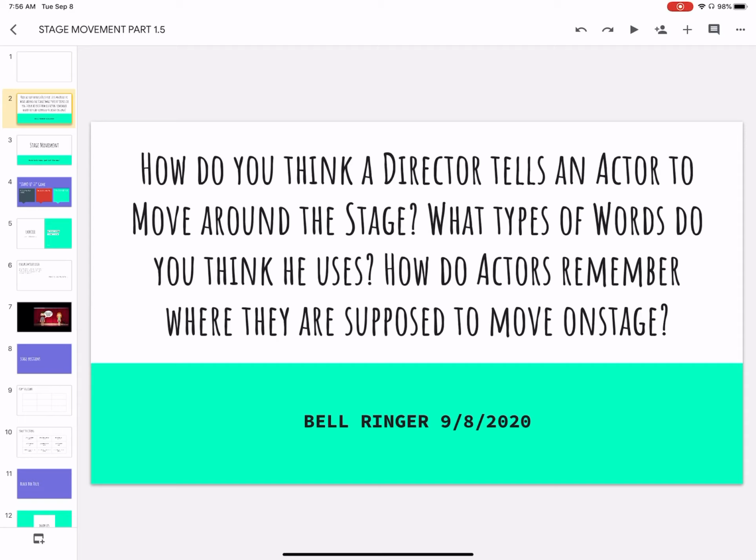So how do you think a director tells an actor to move around the stage? What types of words do you think he uses? And how do actors remember where they are supposed to move on stage? Go ahead right now. You can press pause and discuss this for a minute.